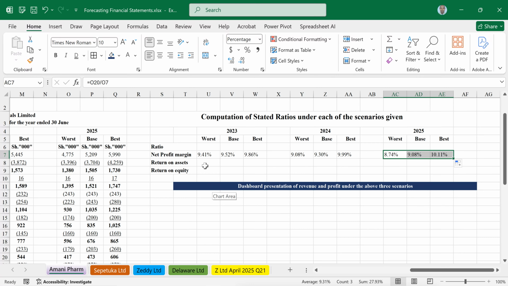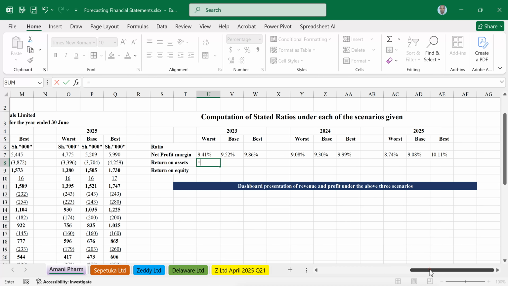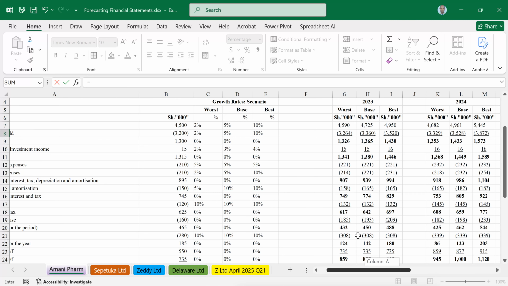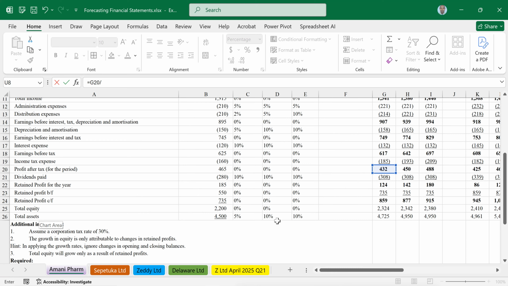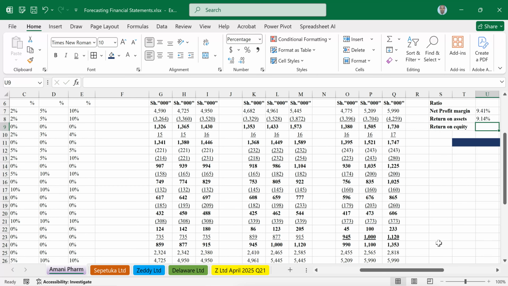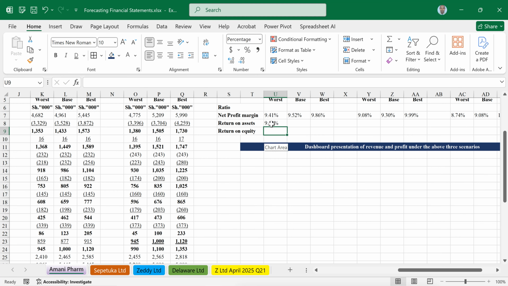Now return on assets is net profit over total assets. So that will be equal sign for 2023. Net profit is 432. Divide that with assets. Total assets are here. The total assets are the last part. So 432 over 4725. Copy this across.